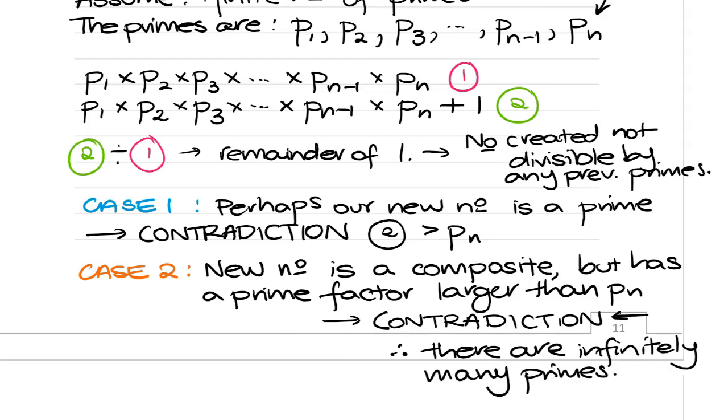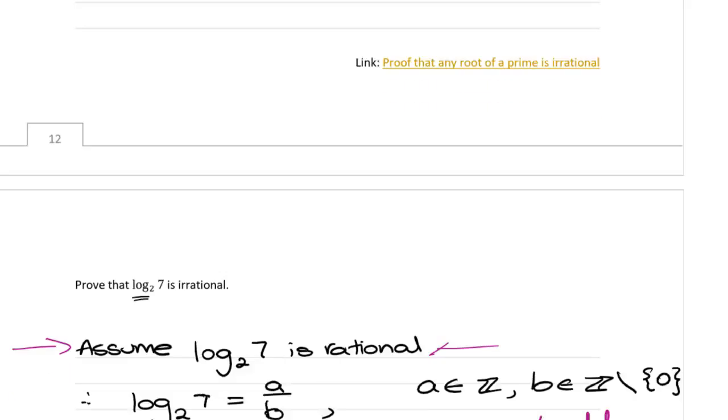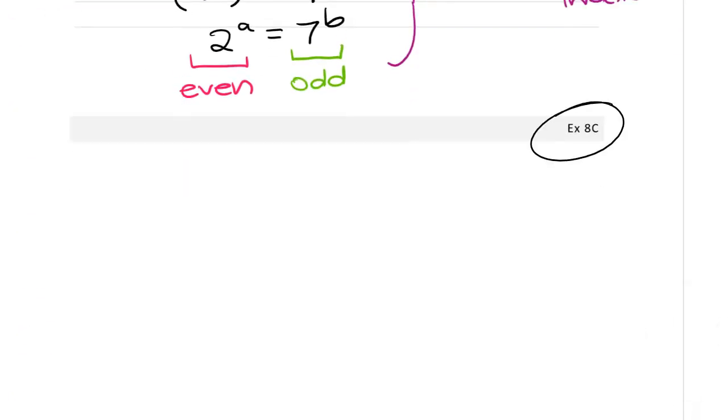A little bit of a strange proof, that last proof, but I hope that you can look at each step and understand what was going on there. I would like you now to, for homework, complete the exercise 8C questions as listed at the front of this document.